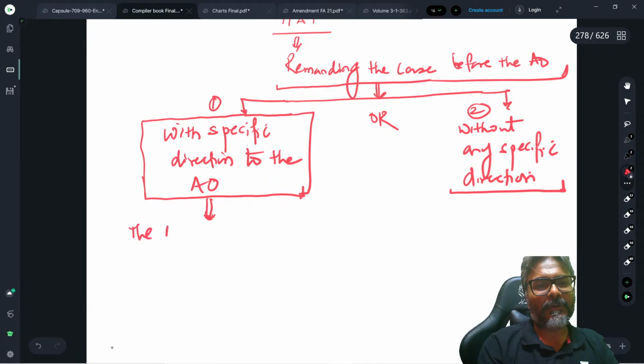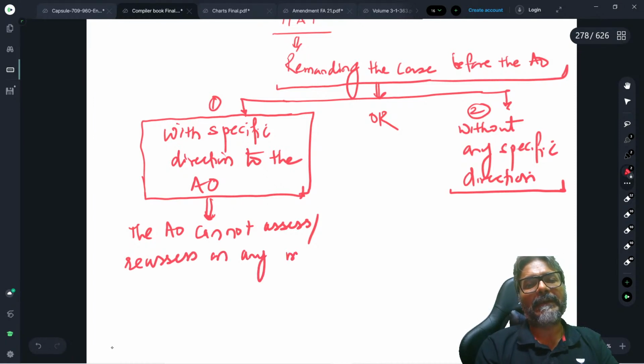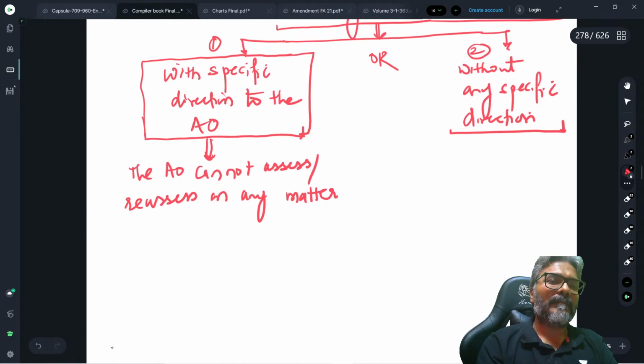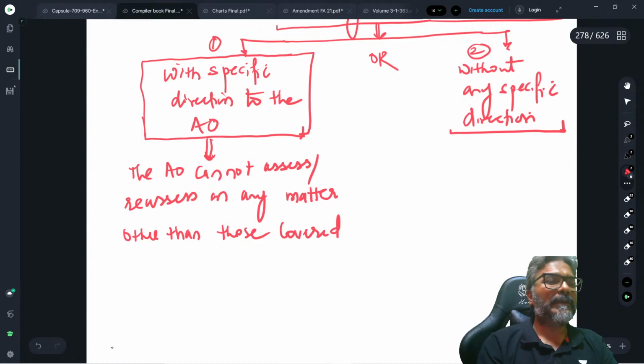The AO cannot assess or reassess on any matter other than those covered in the specific direction.